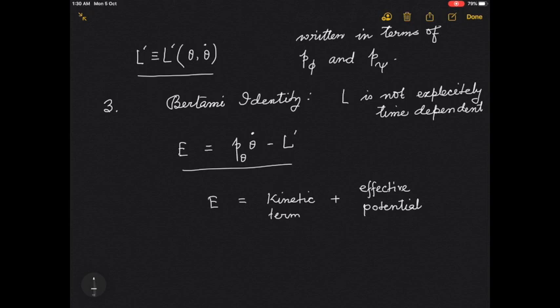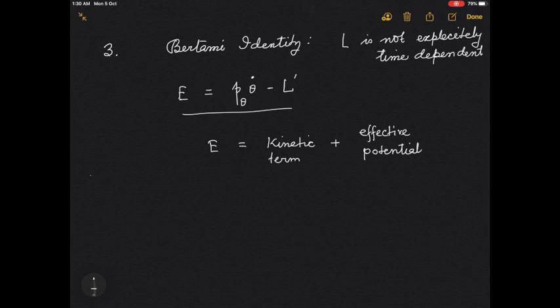It's the exact same setup that we have already used. When did you use it? When you studied the central force problem. Okay, so let us start.